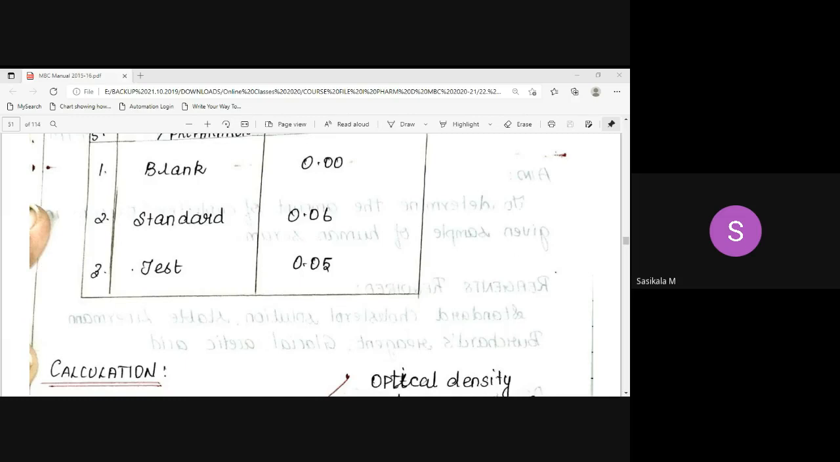Here you can observe standard is giving 0.06, that means absorbance is high, where standard concentration level is high, and sample concentration is less. What, Harish?